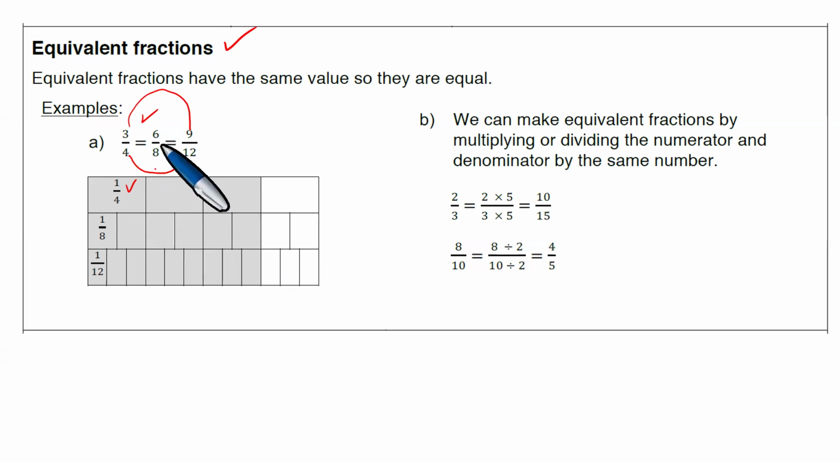What about if it is 6 out of 8 now? If you look at 8 parts, 1, 2, 3, 4, 5, 6, 7, 8, and you only shade 6 of the parts, 1, 2, 3, 4, 5, 6. There we go.